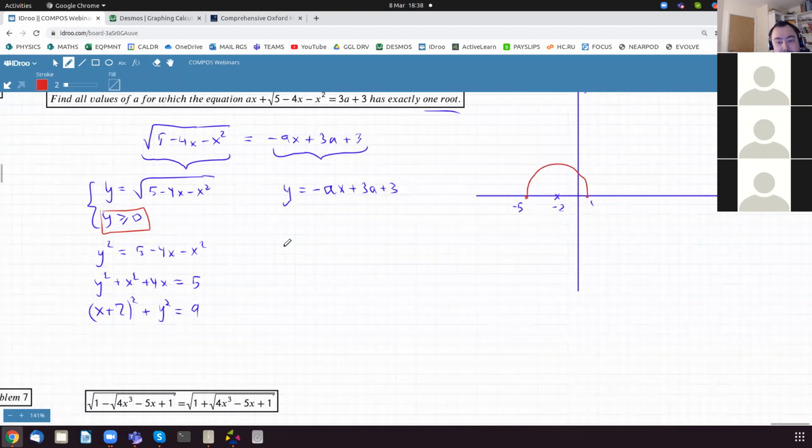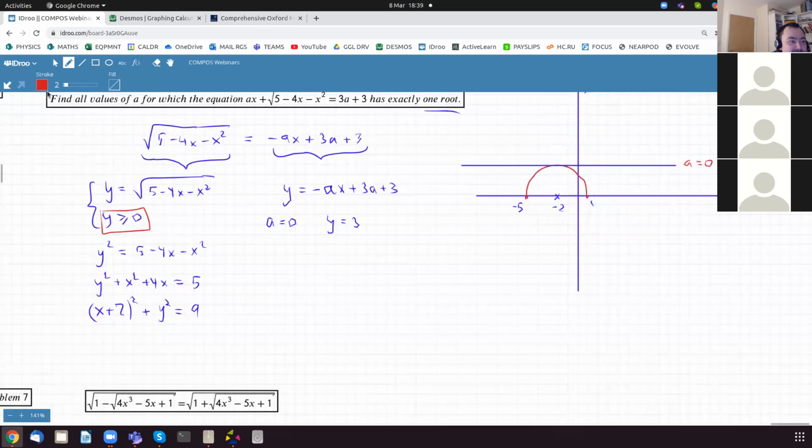Now let's analyze this. Well, there are different ways to approach this. Let's say a is 0. If a is 0, y is 3. That's easy. That's a horizontal line. So y is 3. As a matter of fact, if y is 3, it has exactly one solution because it's one point of intersection of the circle with the line. So a equals 0.